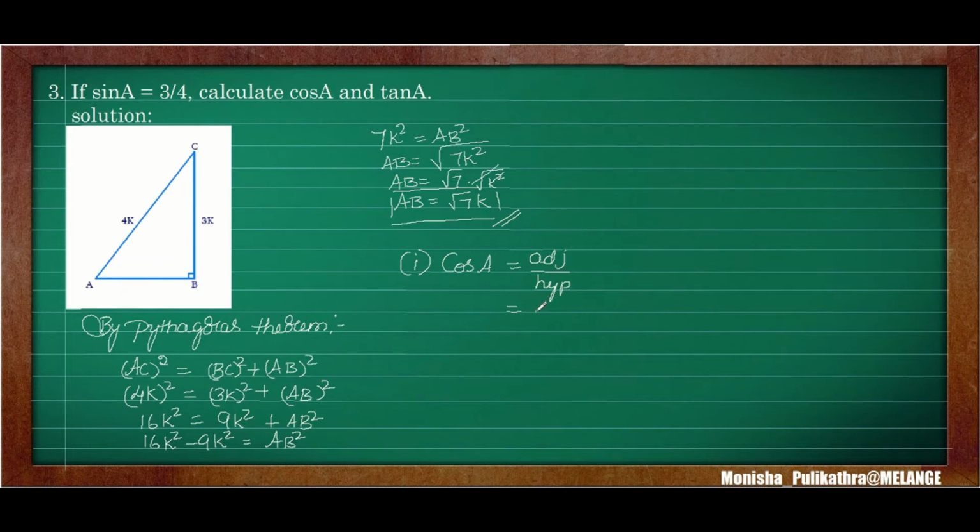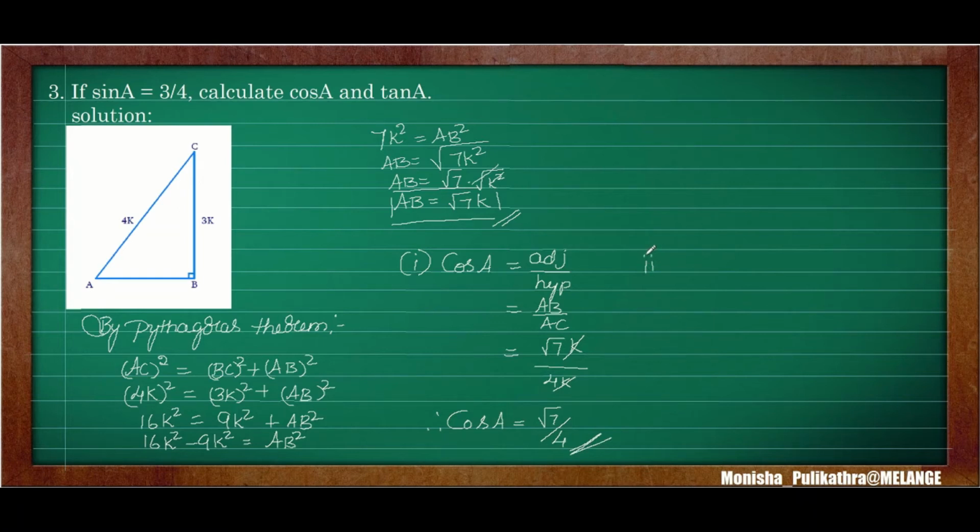So adjacent side is AB, by hypotenuse is AC. The adjacent side AB is root 7k, which we have already found out. AC is 4k. Here the k's get cancelled. Therefore, cos A is equal to root 7 by 4.